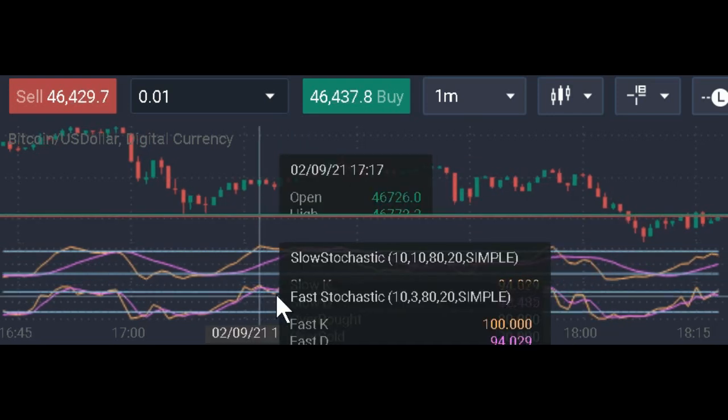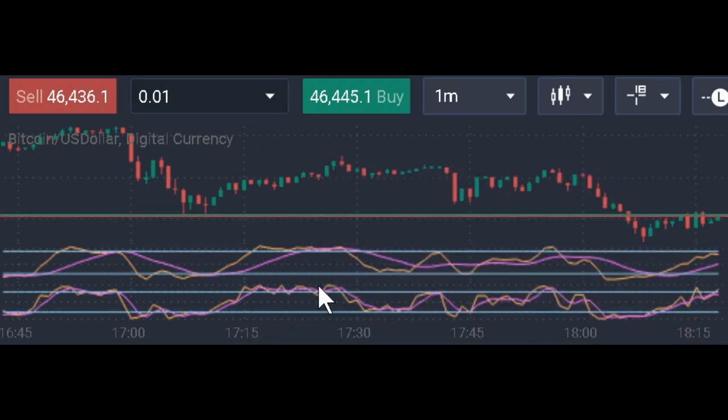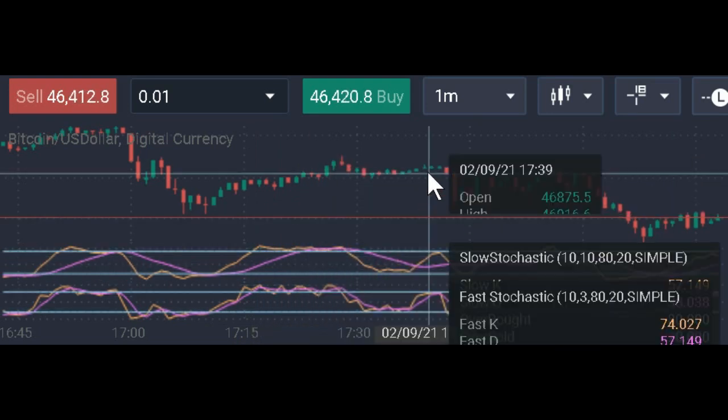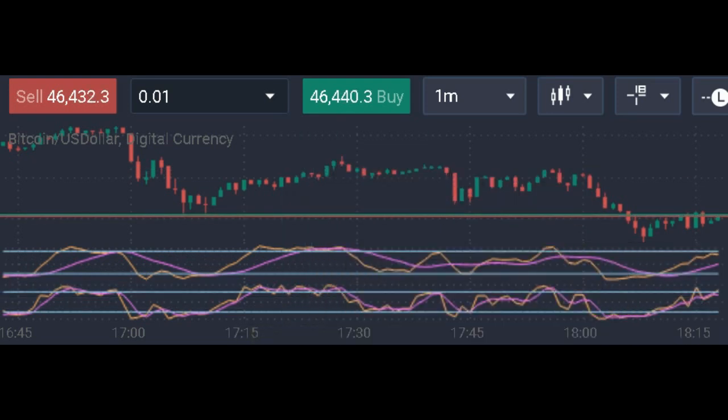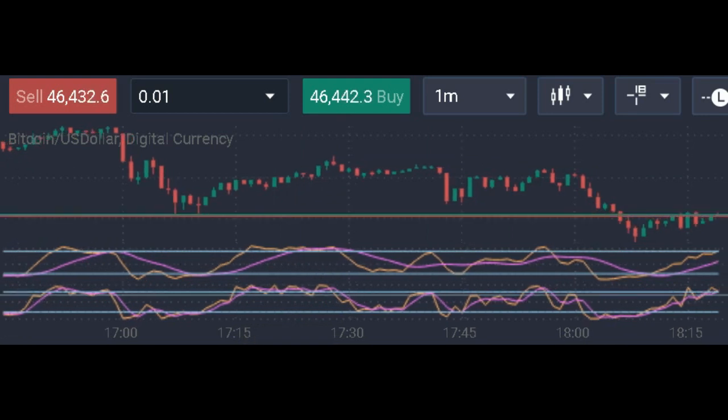Look how many in and out signals it's giving you here. A whole bunch in a row, okay? And so you're getting in, you're getting out, you're getting in, you're getting out. And this is a 1-minute candlestick chart. So you're getting in and out 5 times in a row in a matter of just a few minutes. And so I don't know if that's a great way to trade. It's not what I prefer.